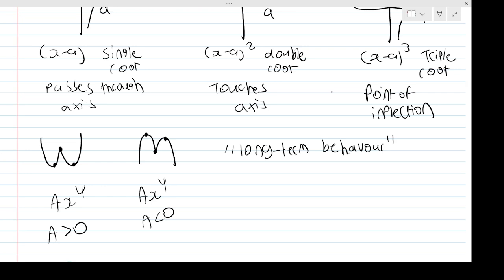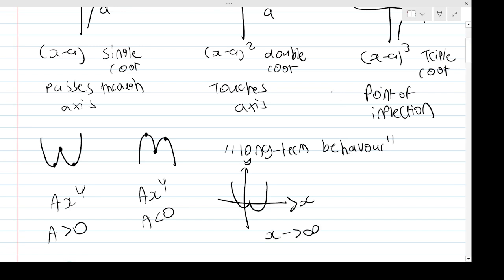Long-term behavior. So that is if we plot, say, this graph here, right? This generic positive quartic, that perhaps looks like this, right? The long-term behavior, obviously, that's the x-axis and the y-axis. It's what happens for large values of x. So what happens to the graph as x gets larger and larger? Basically, when x tends to infinity, okay?